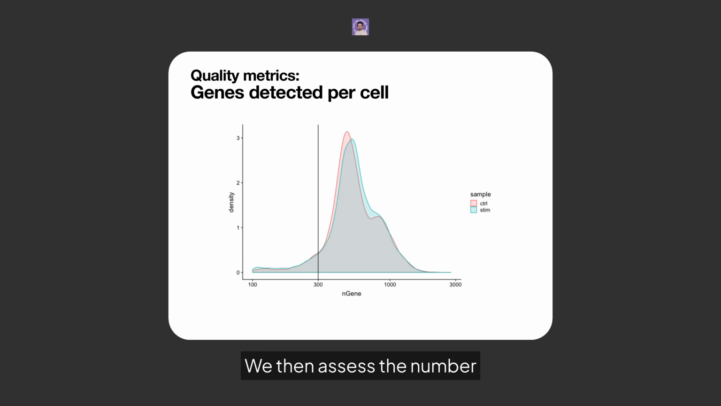We then assess the number of genes detected per cell. Cells with very few genes are typically low quality or doublets filtered by upstream steps. A minimum gene threshold helps exclude these while preserving cells with diverse transcriptional profiles that are informative for downstream analyses.